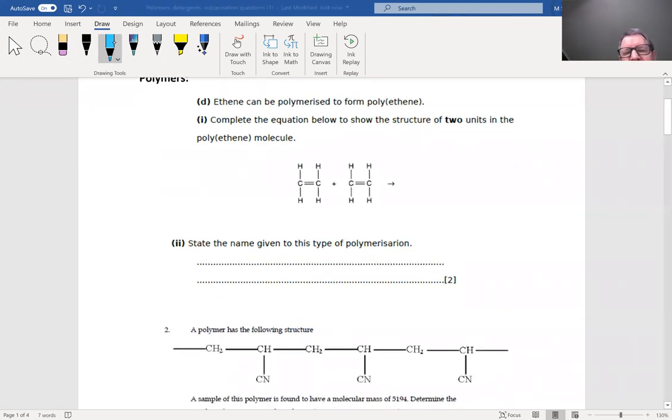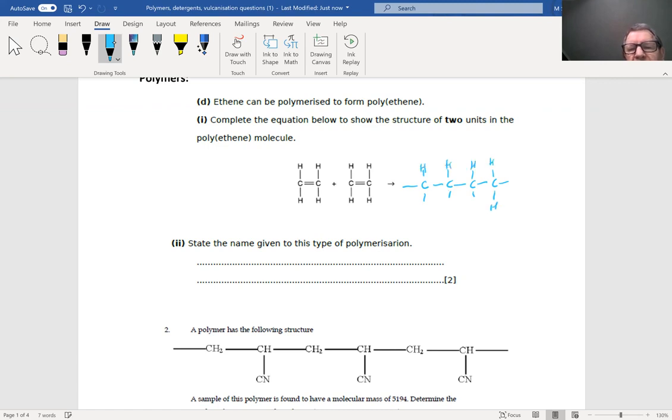So when these add together, it says here, complete the equation to show the structure of 2 units in the polythene molecule. All that happens, if you remember, is that one of the 2 bonds breaks and it joins onto the next one. So what I would draw is the first pair of carbons, here's the second pair of carbons. They're going to be joined here, and they're also going to join to other ones beyond them. Then I would put the hydrogens on like this. It's really simple. We just join them together and we lose the double bonds.